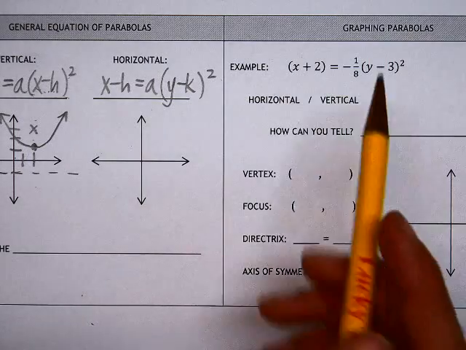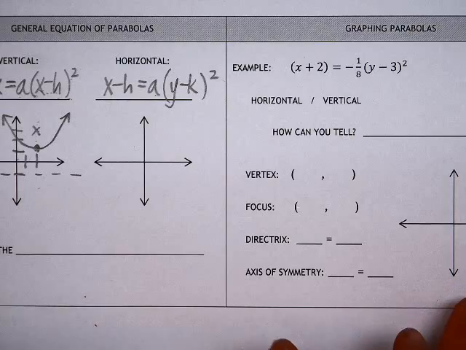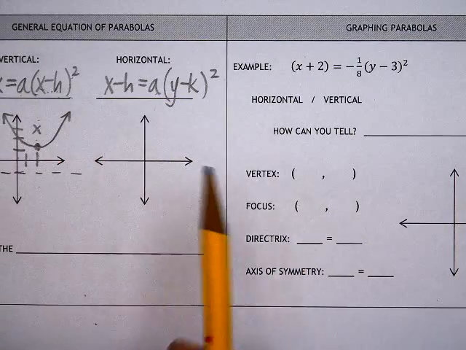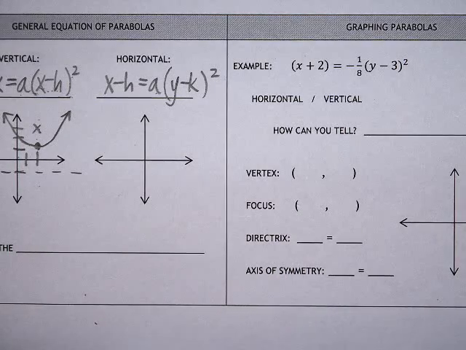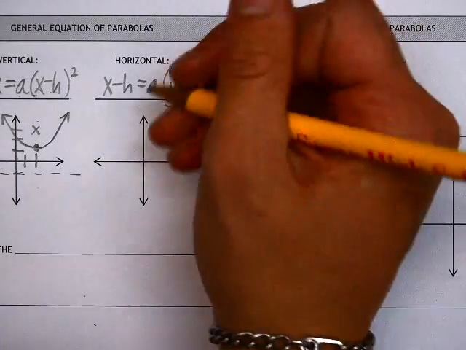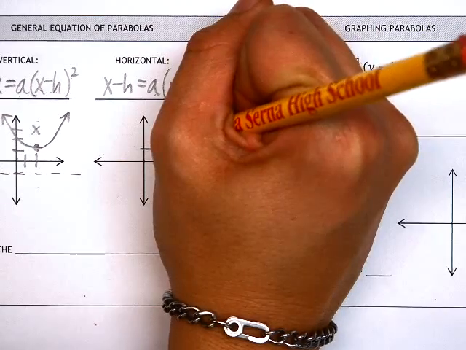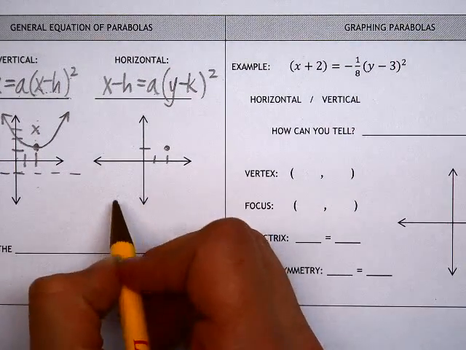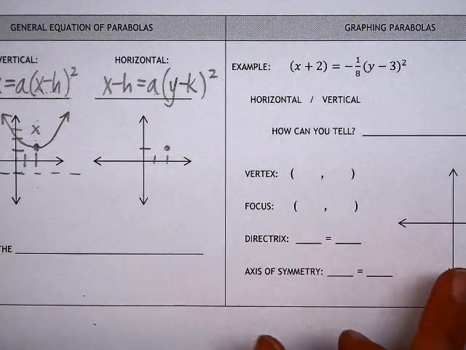Now, as I mentioned, that a value is consistent to both parabolas. When you're dealing with an a value, you're dealing with the part of the parabola that makes it fat or skinny. When you're dealing with any parabola, that a value always dictates the general shape. So again, when you're drawing yourself an example, say here with the vertex, the further away you draw the focus, the fatter or wider the parabola will be.